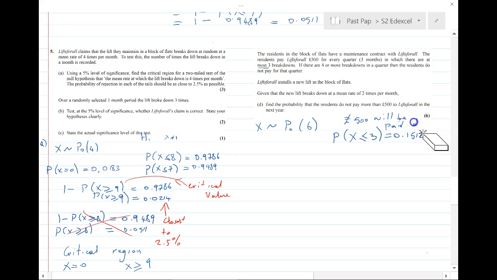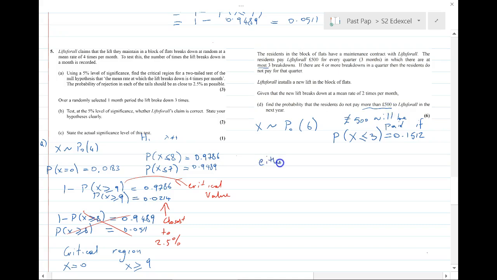During a 3-month period, if this happens. Okay, so obviously we're now looking over a whole year, because it says that somewhere. Find a probability to do not in the next year. So we're looking over a year's period. So we've actually got a few things that need to happen here. So during a year, we do not pay more than £500.